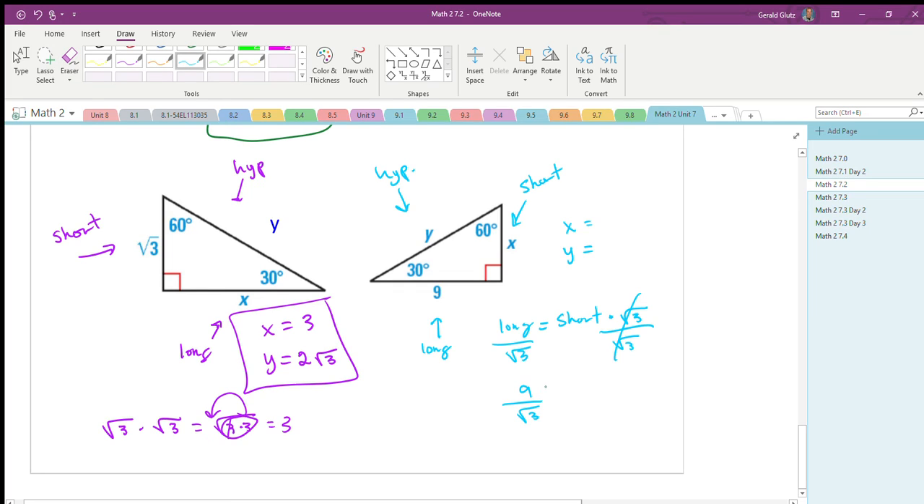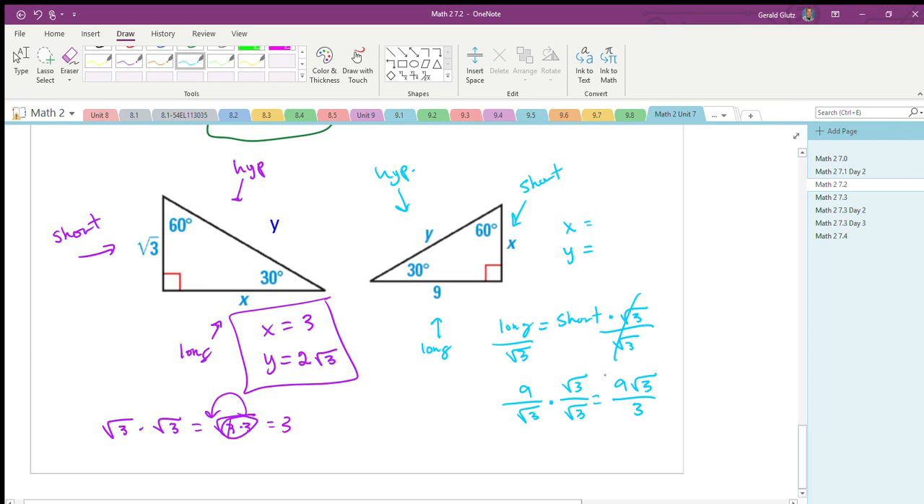I cannot leave a square root on the bottom, so I've got to get rid of that square root. I'm going to multiply the bottom by the square root, and I'm going to multiply the top by the same thing, because this needs to equal 1, and multiplying by 1 doesn't change the value. So 9 root 3 will be on the top. On the bottom, square root of 3 times square root of 3 just equals 3.